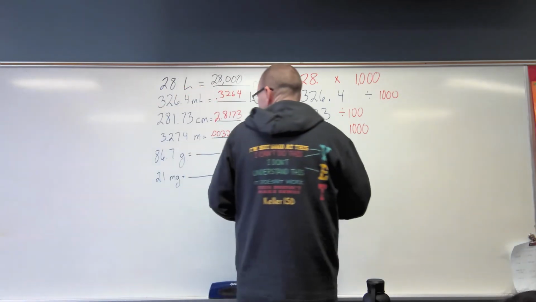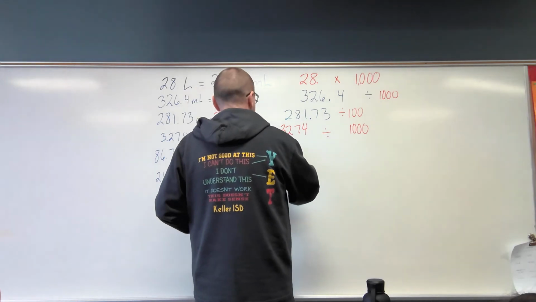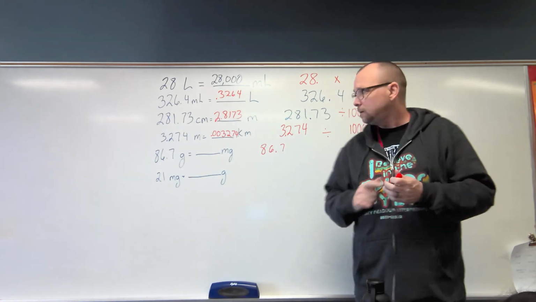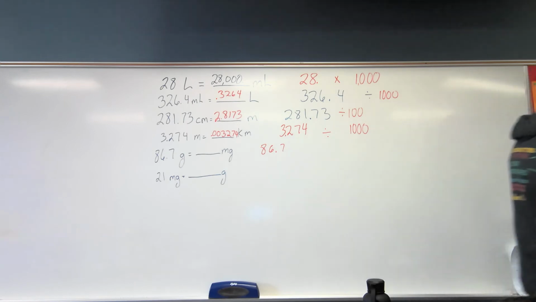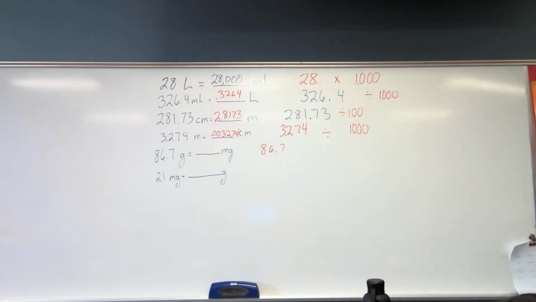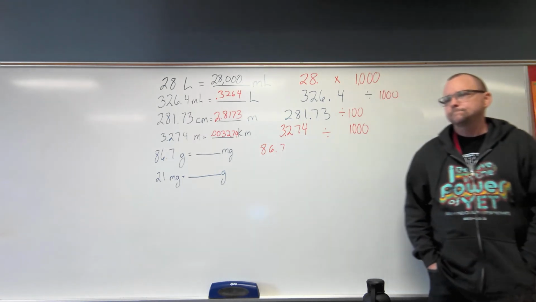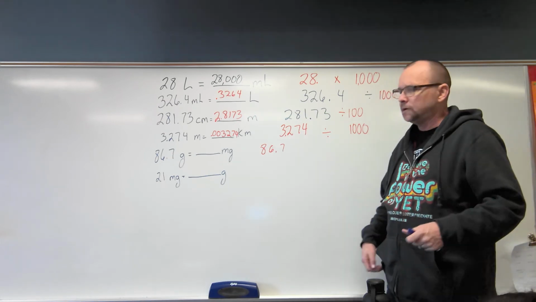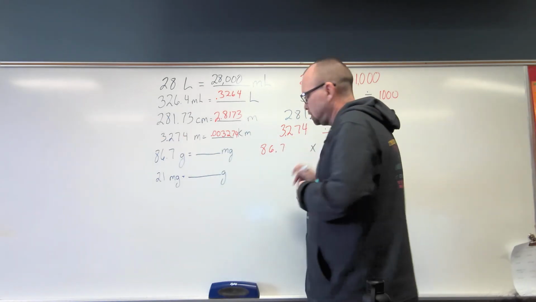We have 86 7/10 grams to milligrams. That should be a 6. And we're either going to multiply or divide 86 7/10 by a power of 10. Liam, are we going to multiply or divide? Multiply is correct. Grams are bigger than milligrams. So we are going to multiply.